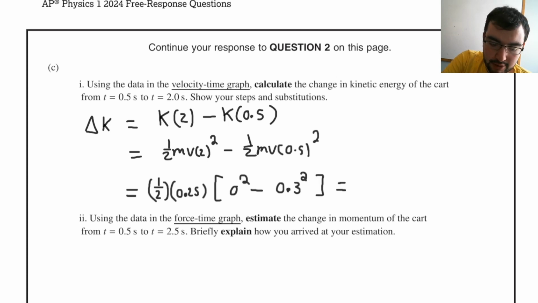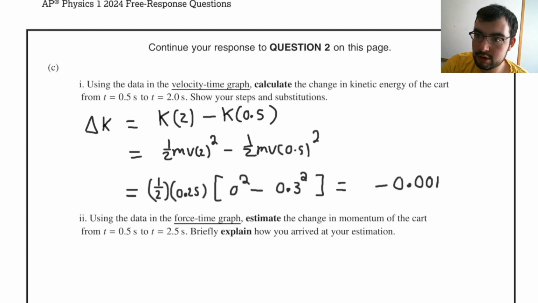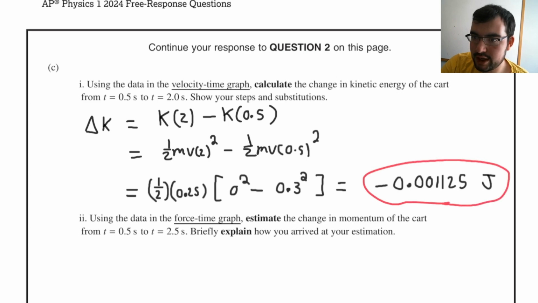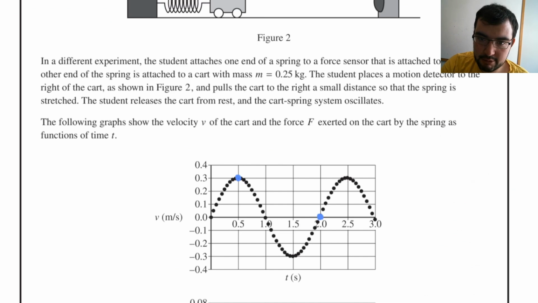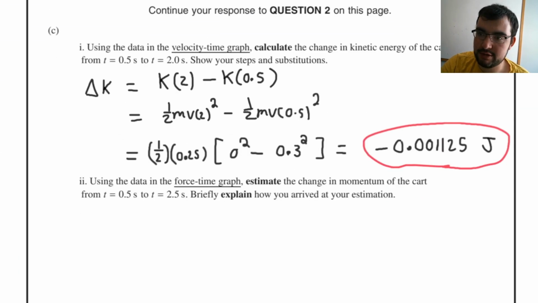And that is going to be, let's see, 0.125 times 0.9. Calculate this here. Negative 0.001125 joules. Lovely. So let's check, quick sanity check. I got a negative number. Well, I started with velocity, I ended without velocity. So yeah, that's a negative change in K.